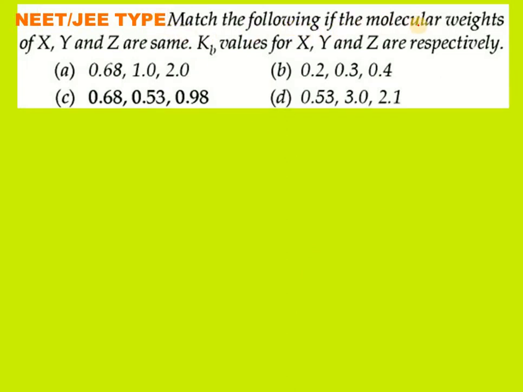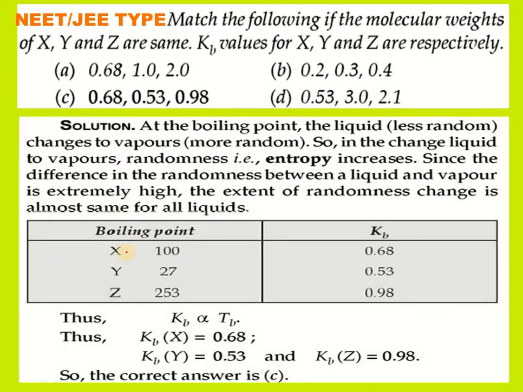Next question, match the following if the molecular weights of X, Y and Z are the same. Kb values of X, Y, Z are given respectively. How much? So we have to identify what the Kb values are in this one. You can check it here. What is the boiling point? That means the point at which the liquid changes to vapor. In the change from liquid to vapor, randomness and entropy increase. Since the difference in randomness between the liquid and the vapor is extremely high, the extent of randomness change is almost the same for all liquids.